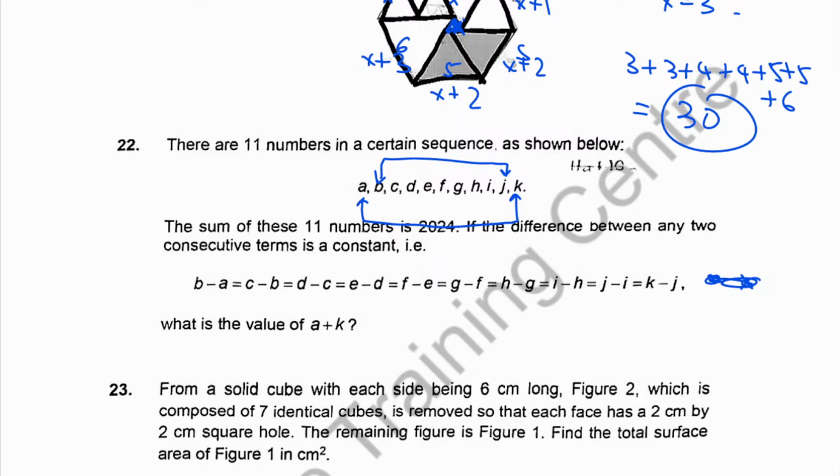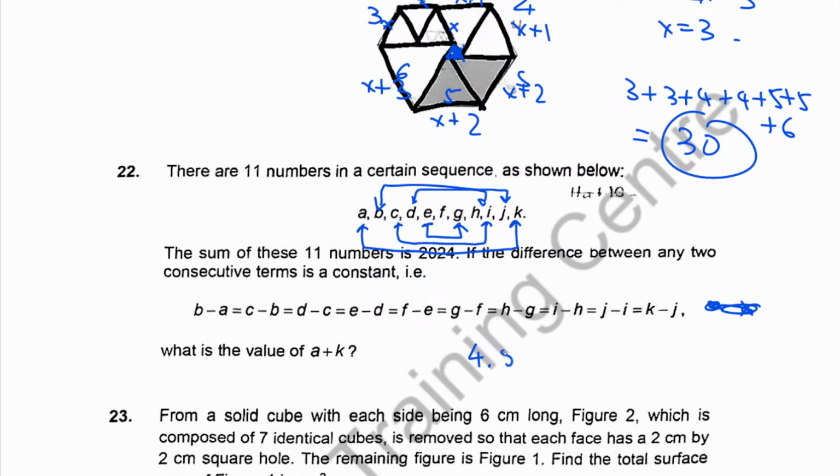Okay, so after that, this is the same as c plus i, same as d plus h, e plus g, and that's twice f. So that's 4.5 copies of the sum, 4.5 copies of a plus k. Right? Because f is basically the average of a plus k, so it should be counted as just half of that sum. That is equal to 2024.